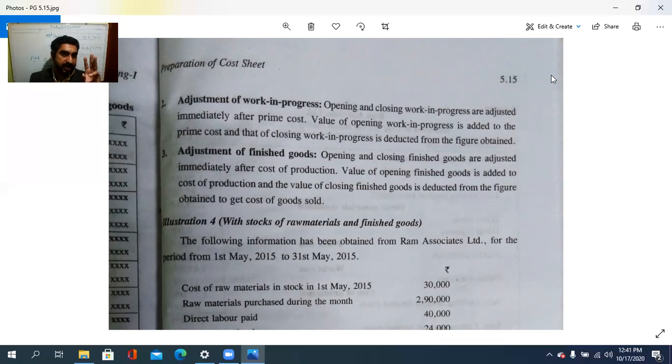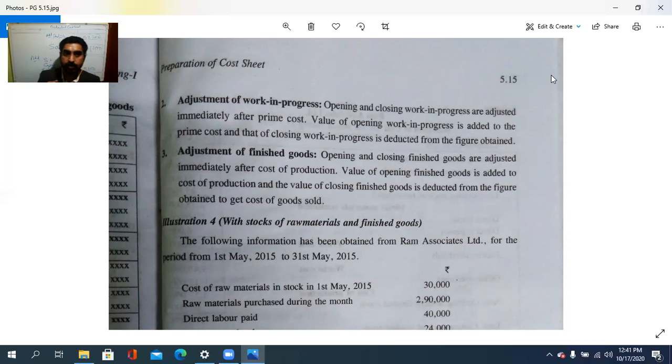So these are the three adjustments. One is the adjustment of the RM, raw material. One is the adjustment for the WIP, and another one is the adjustment for the finished goods. So where is it to be treated? One is raw materials consumed, that is opening of the raw material, add the purchases, less the closing stock, that you are aware of, that is the cost of material consumed.